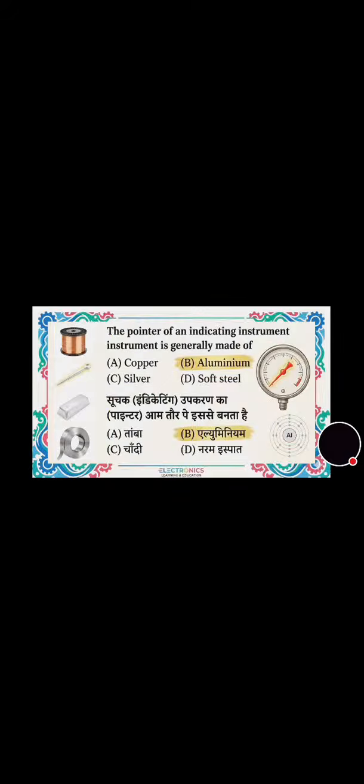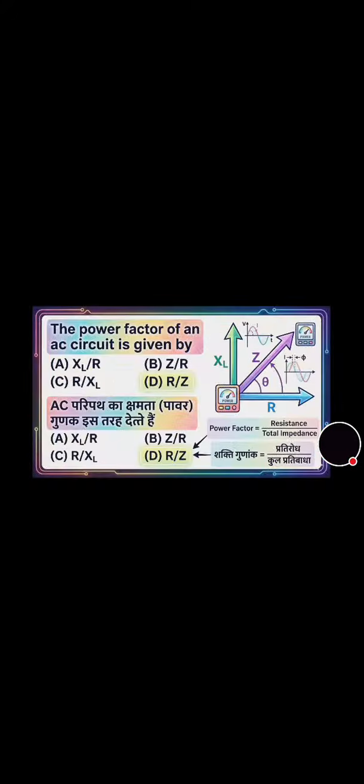The pointer of an indicating instrument is generally made up of copper, aluminium, silver or soft steel. And its correct answer is option B, that is aluminium. Now move towards the next question. The power factor of an AC circuit is given by, option D is correct, that is resistance upon total impedance. Now move to the next question that is on the screen.